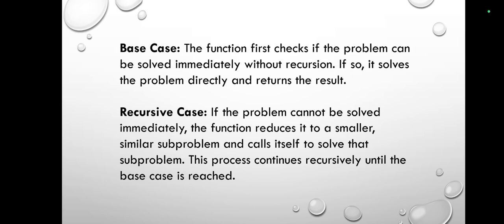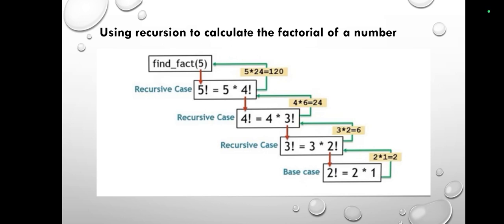Base case is a condition where the function stops calling itself and directly provides the solution to the problem. Recursive case: if the problem cannot be solved immediately, the function reduces it to smaller similar subproblems and calls itself to solve that subproblem. This process continues recursively until the base case is reached. It means the function solves smaller similar subproblems by calling itself until it reaches a stopping condition where the solution is directly returned. Now, let's see using recursion to calculate the factorial of a number.